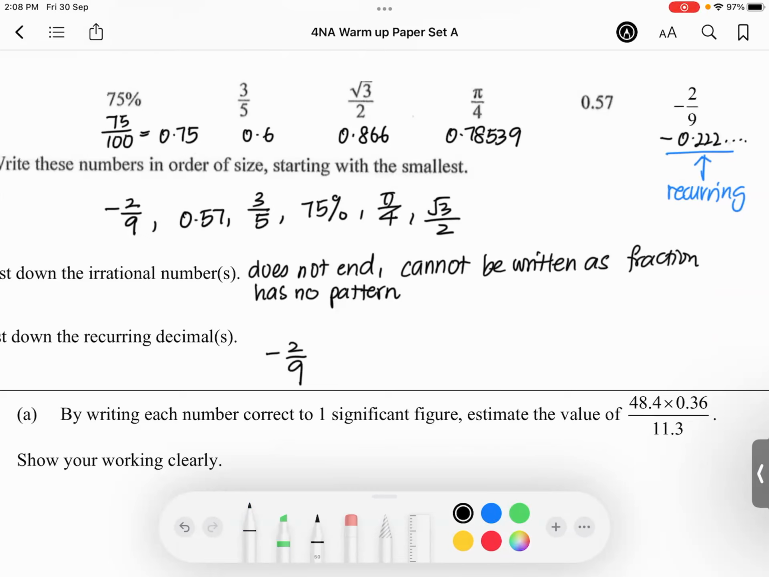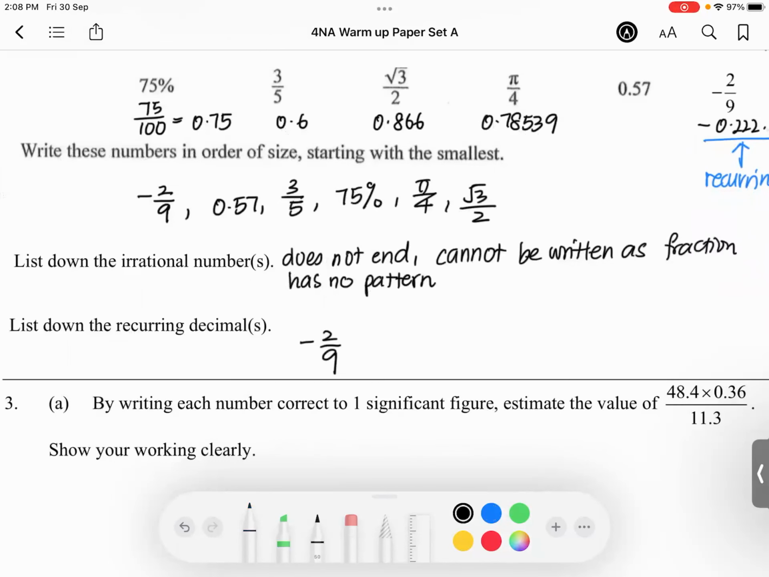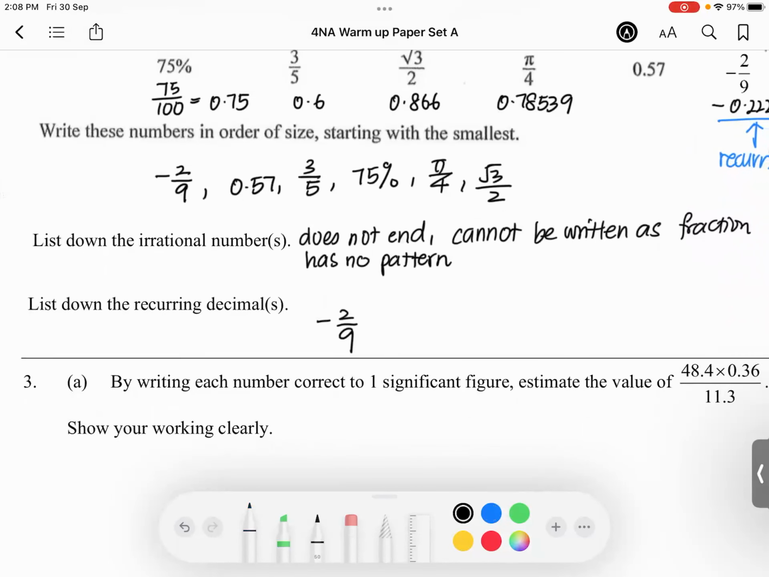Then which of the following are irrational numbers that cannot be written as a fraction? Square root 3/2, it looks like it's a fraction, right? But actually square root 3 is not an integer, right? So it's a number that doesn't end. So in this case, square roots or cube roots of prime numbers are usually all irrational numbers. So square root 3/2 is an irrational number.